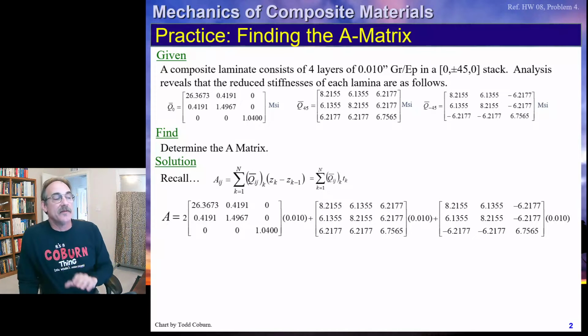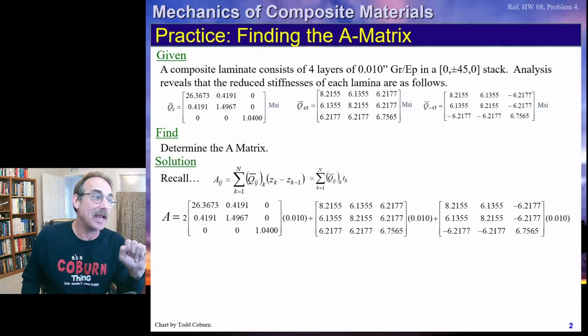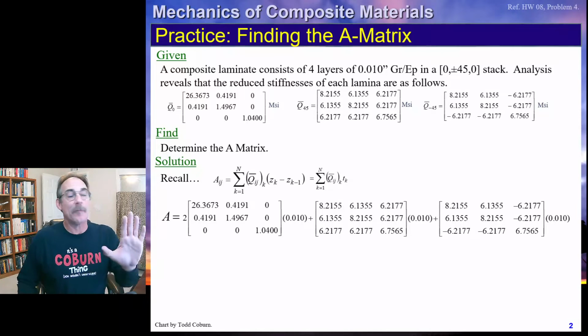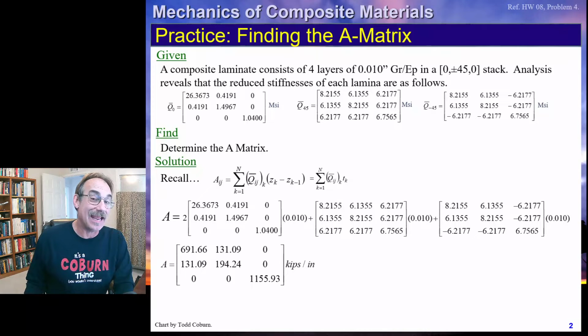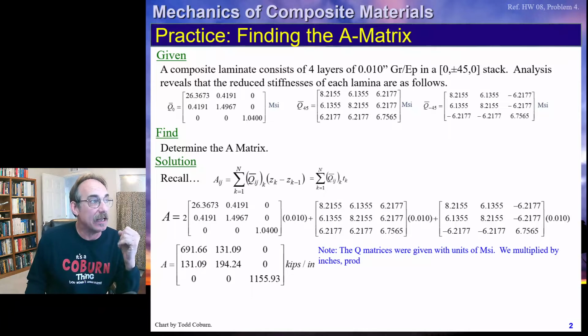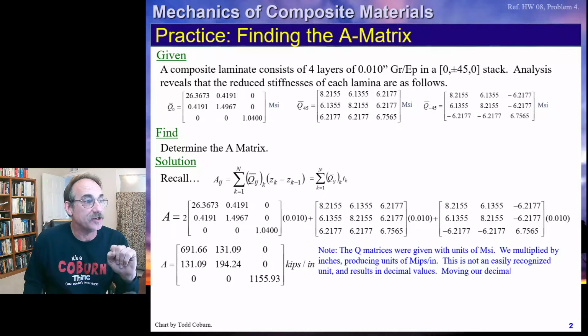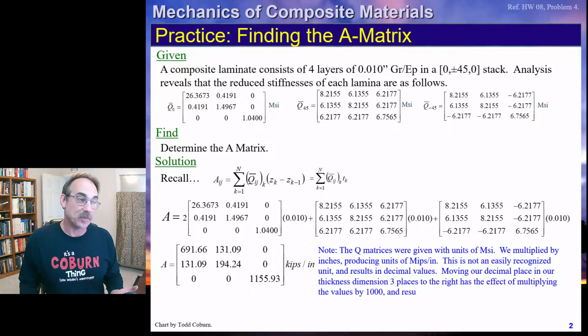With your calculator, this is going to have the effect of multiplying all pieces of the first matrix by 2 and by 0.01, or by 0.02. The second matrix is multiplied by 0.01 on all elements, the third by 0.01. Then you add up each individual element of the matrices, and that gives you your A matrix, which, because of the units that I used above, we see is in units of kips per inch. Now we could also express this in pounds per inch or whatever.